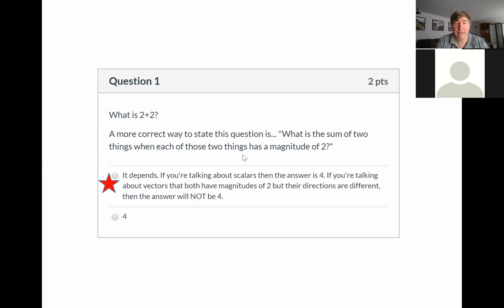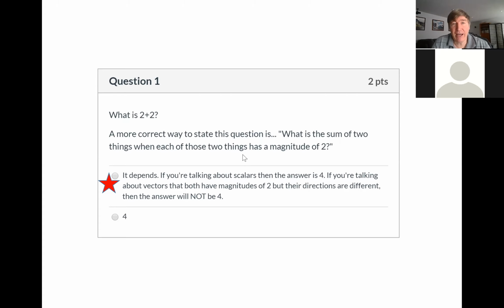All right. So if I asked you the question, what is 2 plus 2, I can understand why you would answer 4. When your math teacher says, what is 2 plus 2, your math teacher is talking about the number 2, which is a scalar. And pure numbers by themselves are scalars. So it is in fact true that if your math teacher says what is 2 plus 2, it's 4.